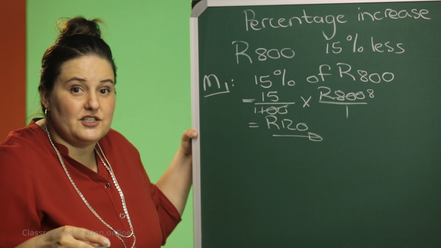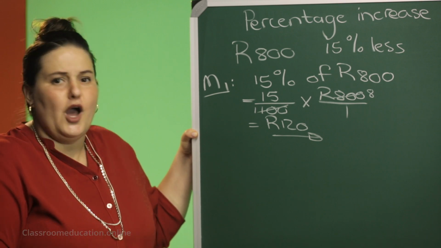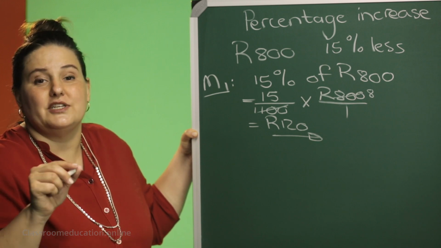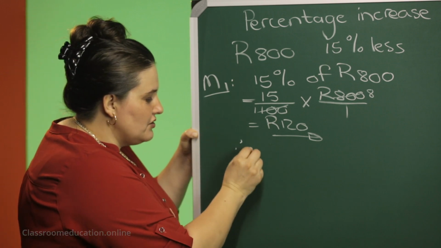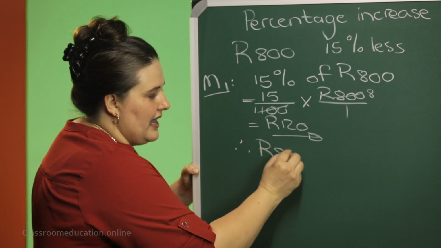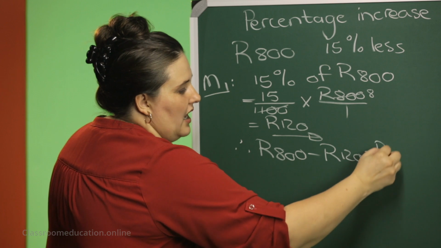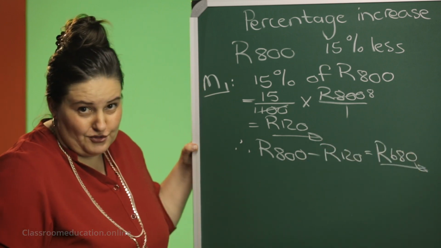Does this mean that your shoes will only now be 120 Rand? No, that's the discount. So you are going to pay 120 Rand less. So for your total amount that you're going to pay, you will say 800 Rand minus the 120 will give me an answer of 680 Rand for the shoes.